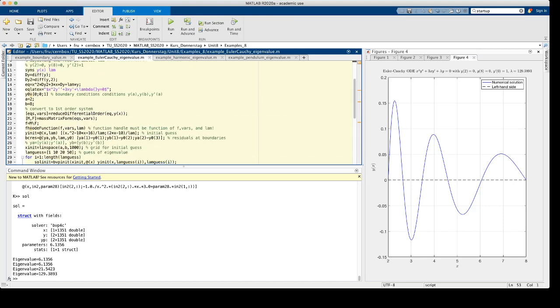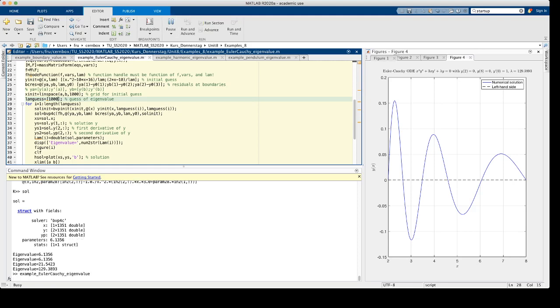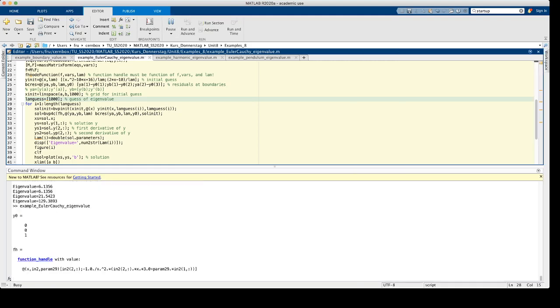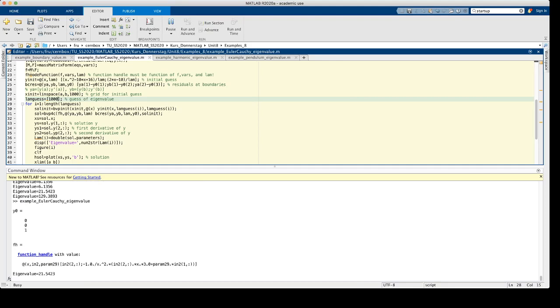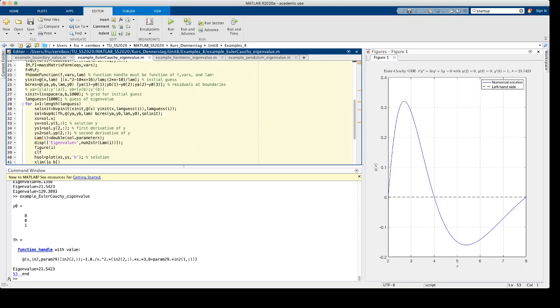So let's try a different guess. Well, let's try 1000. Let's see what happens. Well, it does find an eigenvalue, but we already know this one. It's 21.5423. So let's be a bit more courageous. Let's put 10,000.